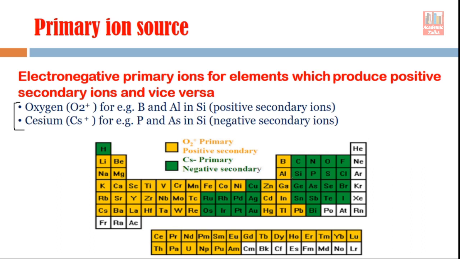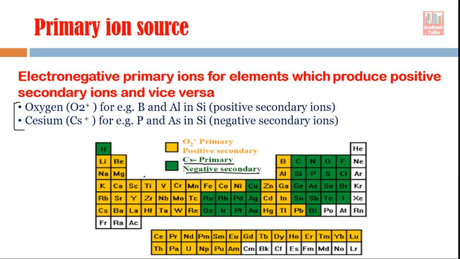So if you talk about these elements which are indicated here in the green part, if we have to detect these particular kind of species in the sample, then the suitable primary ion beam is cesium based. So you can see here, if we use cesium primary, then all the elements which are indicated in the green color can be sputtered from the sample very easily. And these elements which are shown in the green color, they are actually negative secondary ions, right?